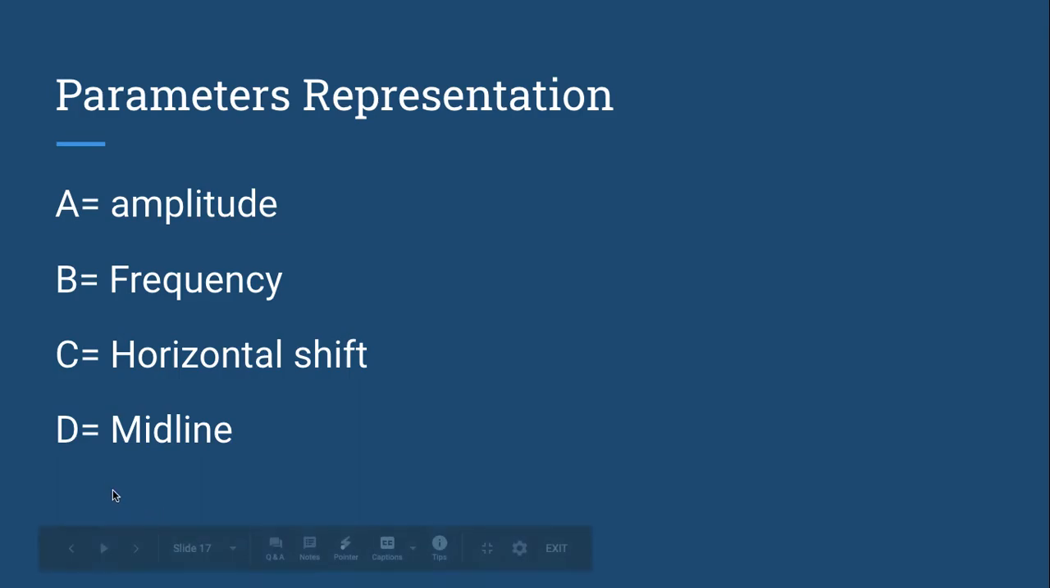So the equation I showed in like slide 12 maybe, I used, like I said before, for my equation.